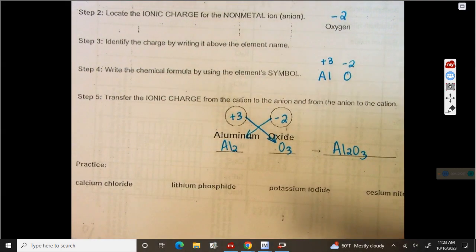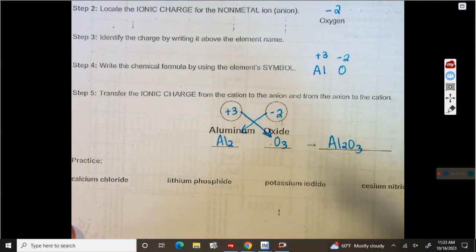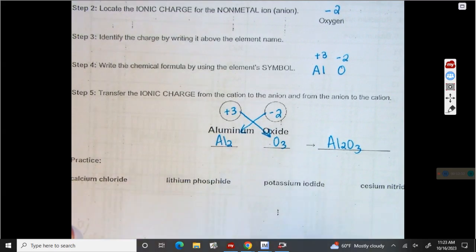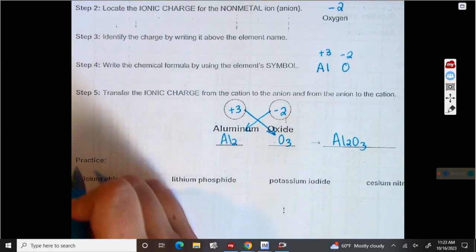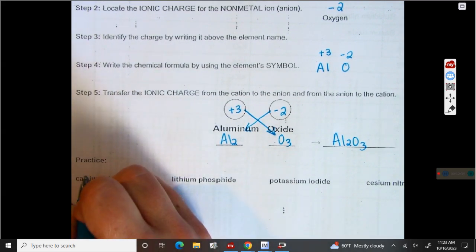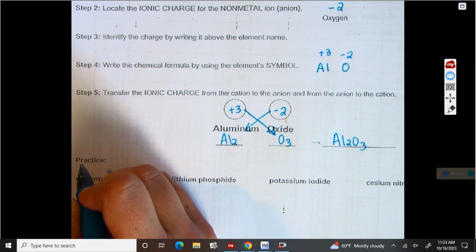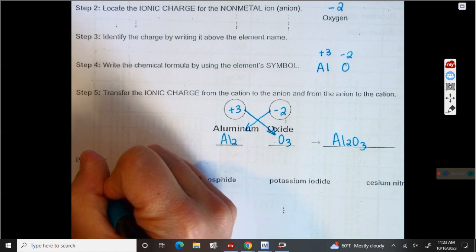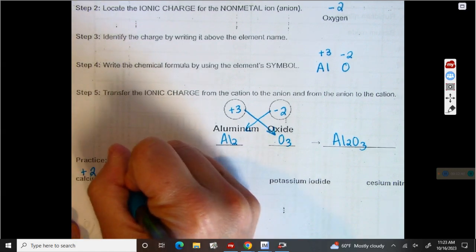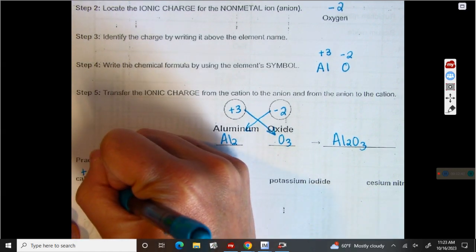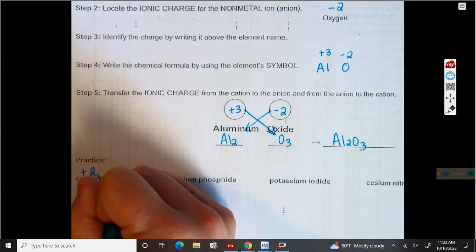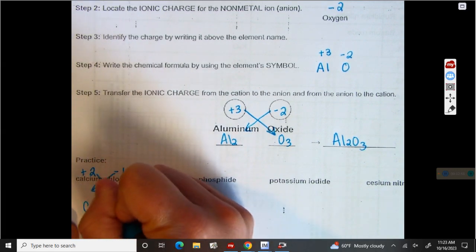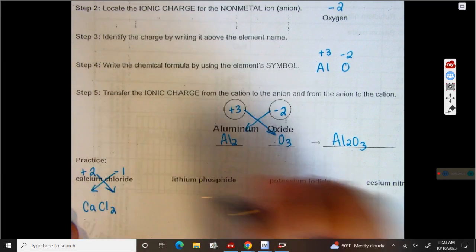You have to do it in this way. Skipping it and trying to do it in your head will always end in you making a simple mistake. I do this every time, and you should too. So calcium has a charge of +2. Chlorine has a charge of -1. So I drop them and swap them, draw your arrows. Ca will get the 1, and chlorine will get the 2.